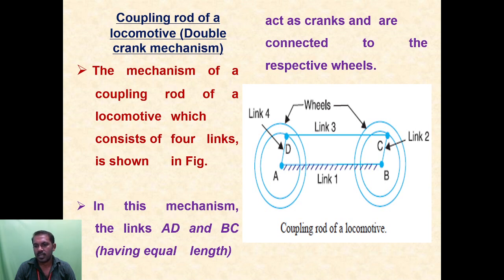Next, another inversion example, the coupled wheels of a locomotive. There are 4 links, link 1, 2, 3, 4. Link 1 is the frame, link 2 is a crank, link 3 is a coupling rod, and link 4 is also a crank.